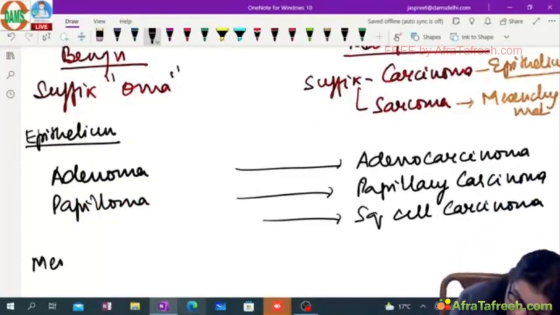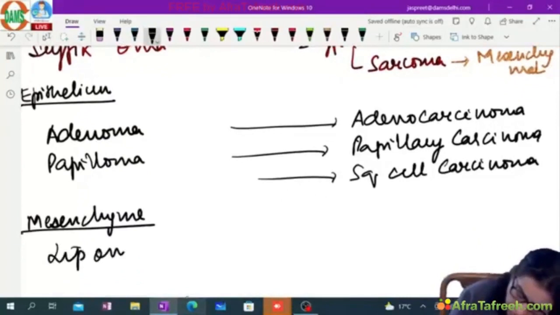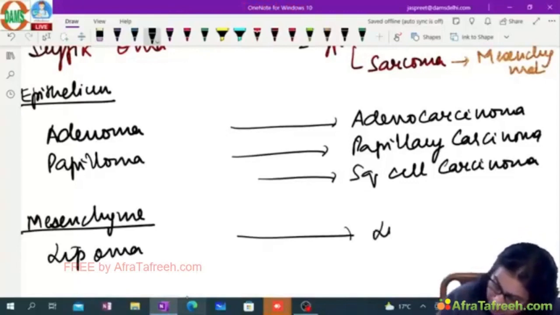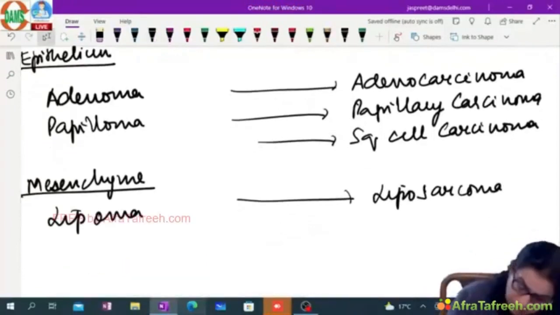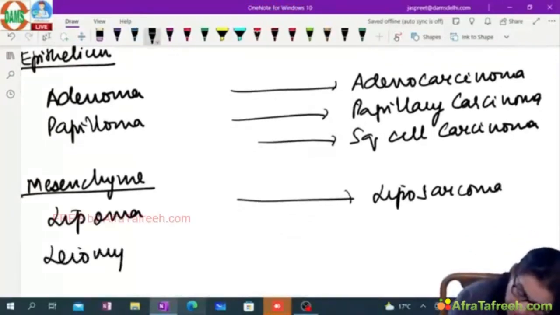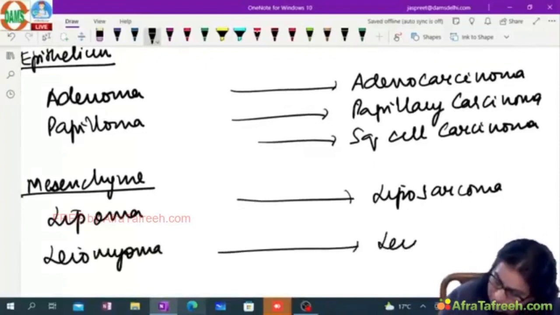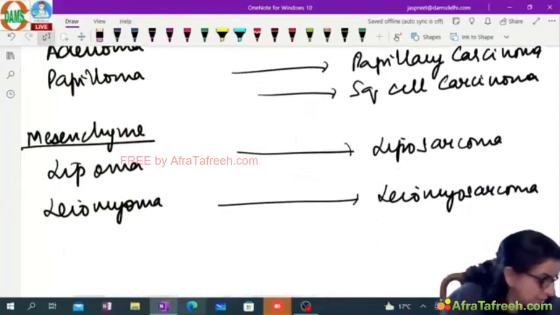Now let us see examples of mesenchyme. Number one, fat. A benign tumor of fat is a lipoma. A malignant tumor of fat is a liposarcoma. Then a benign tumor of smooth muscle is a leiomyoma. A malignant tumor of smooth muscle is a leiomyosarcoma.